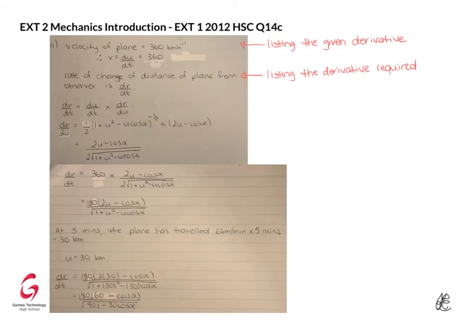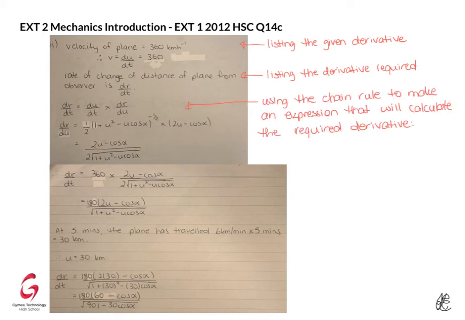So by starting our answer with listing the given derivative for the rate of change of the plane, that constant speed of 360, as well as the rate of change of the distance from the observer that we're being asked to calculate, we can now use the chain rule to make an expression that will find the required derivative. So we want dr on dt, we have du on dt, and in order to cancel out those values we don't need and put in the values we do, we need to calculate the derivative of dr over du.